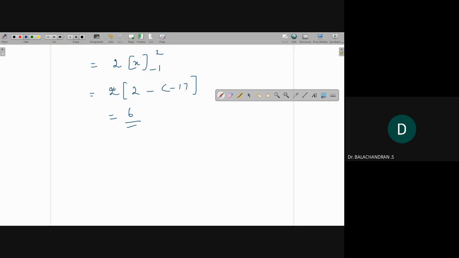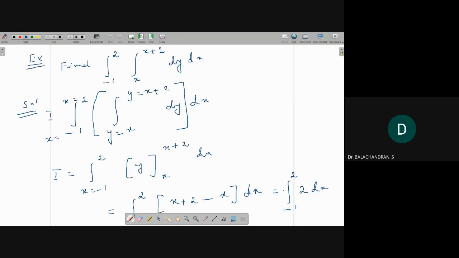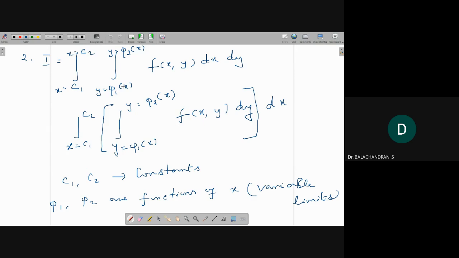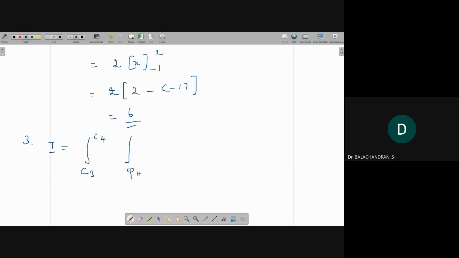Okay, the next idea. The third one. In the integral I, the outermost integral is constant, C3 to C4. The innermost integral is what? That is a function pi of y. Here we took a function of x; here, a function of y. So you have pi 1 of y, pi 2 of y.